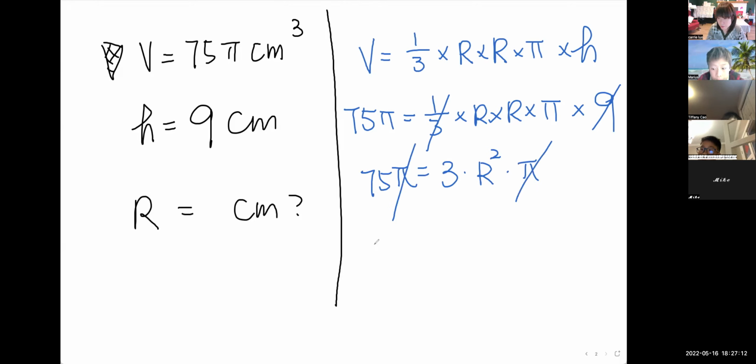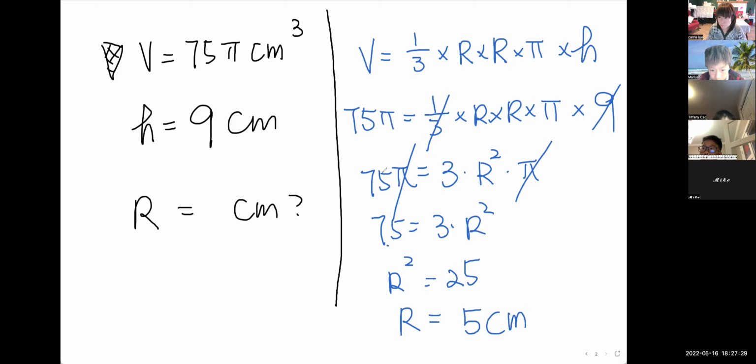So pi and pi could be gone, right, Morris? And 75 equals 3 times r squared. So r squared equals what? 75 divided by 3 equals 25. So r equals 5 centimeters. So Mike, take a look at this one. Where does the pi come from? There's no pi, right? Tiffany, understand?